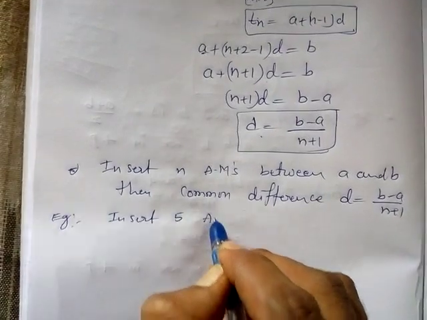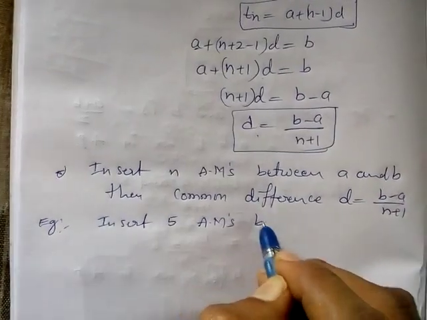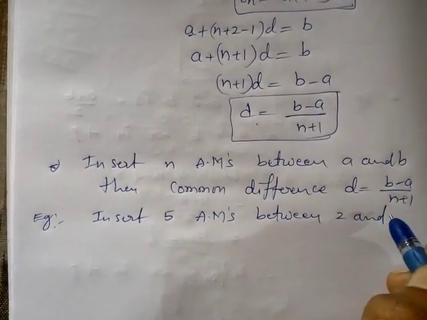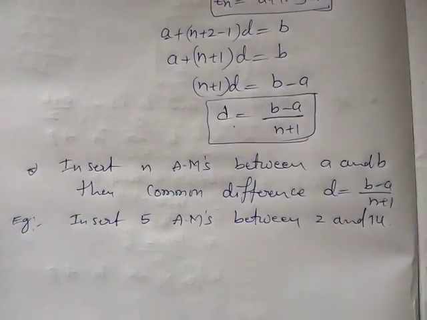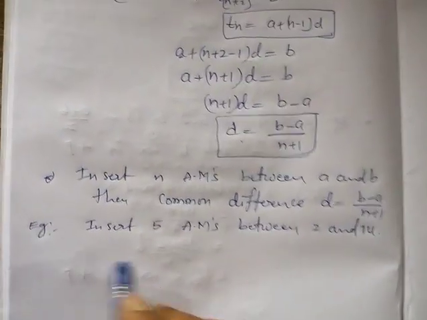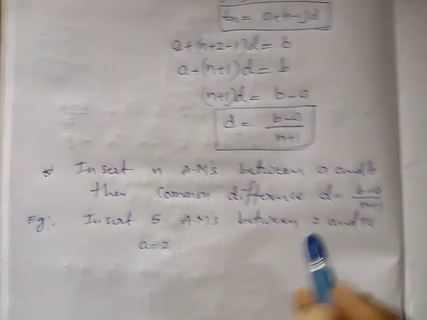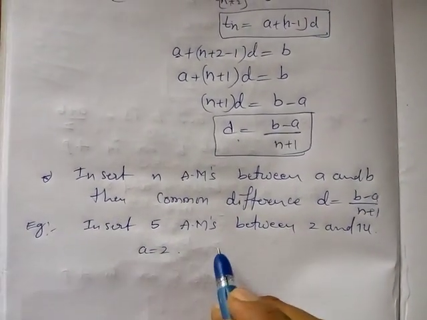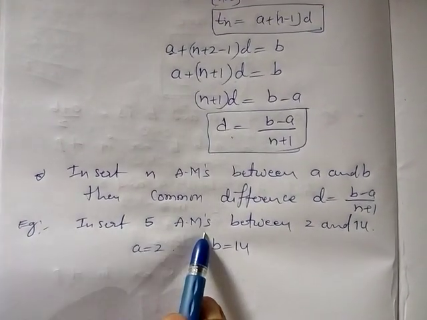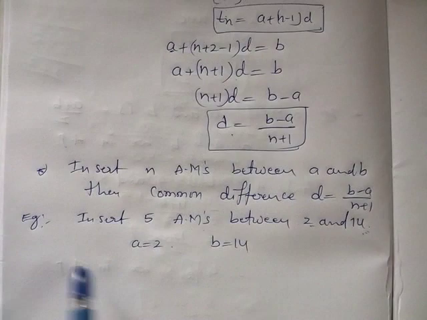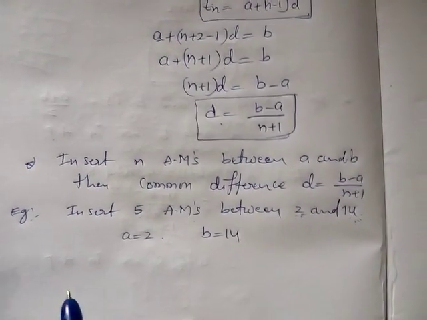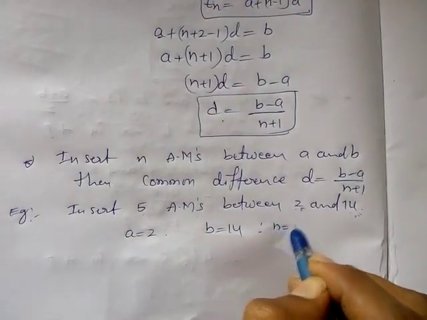Insert 5 arithmetic means between 2 and 14. So directly apply the formula. Here a is equal to 2, b is equal to 14. Insert n arithmetic means between a and b. Insert 5 arithmetic means between 2 and 14. So here n is equal to 5.